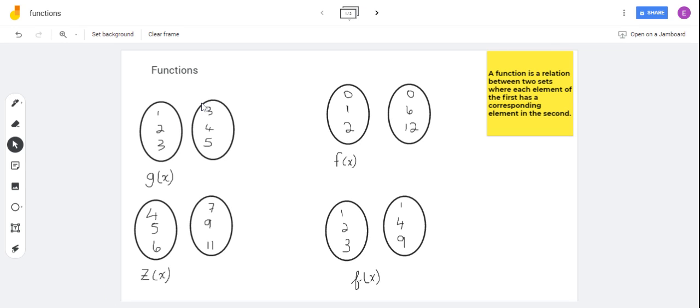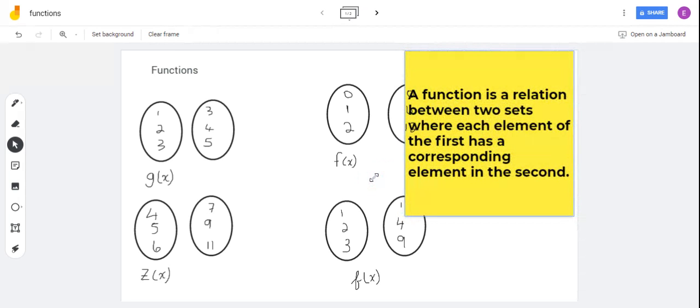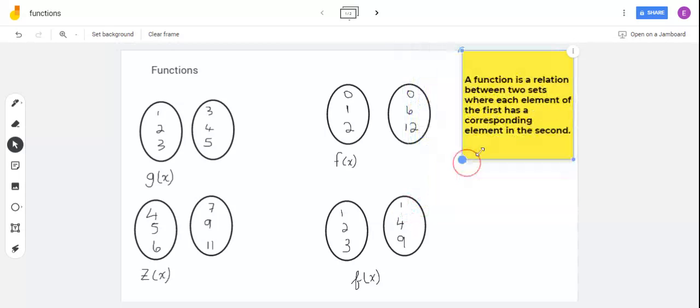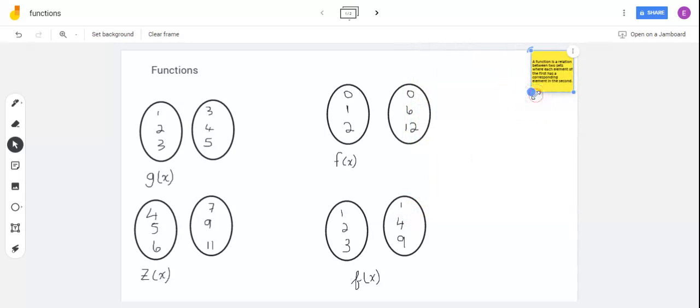So welcome. All about functions today. So we're going to be defining a function. A function is a relationship between two elements where each element of the first set, which is called your domain, has a corresponding element in the second set, which is called your range. Now what that is saying is that each of these has a one-to-one relation for it to be a function.